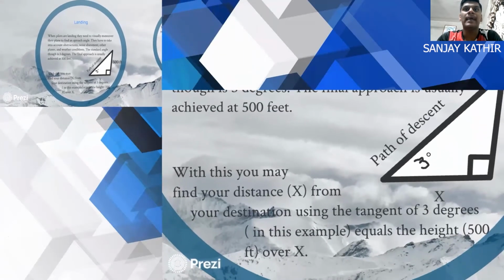When pilots are landing, they need to visually maneuver their plane to find an approach angle. The standard angle is 3 degrees, and the final approach is usually achieved at 500 feet. Taking a closer look at the example, x is taken as the distance and 3 degrees as an example. So tan 3 degrees equals 500 feet over x, so that we can find the perfect angle for landing.